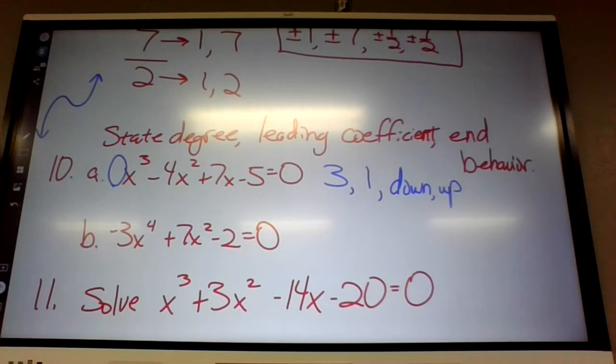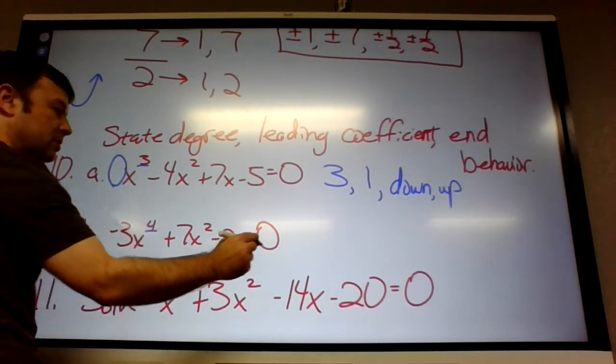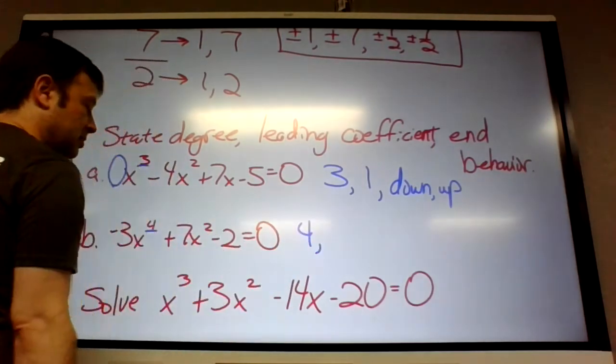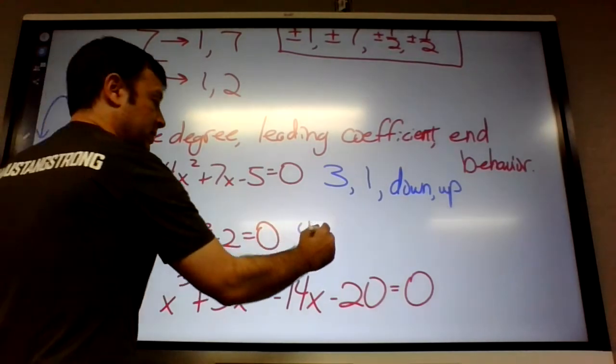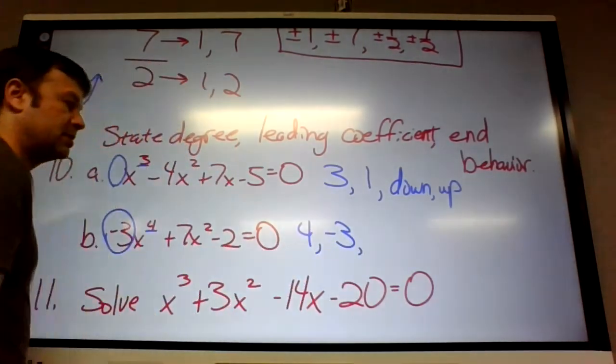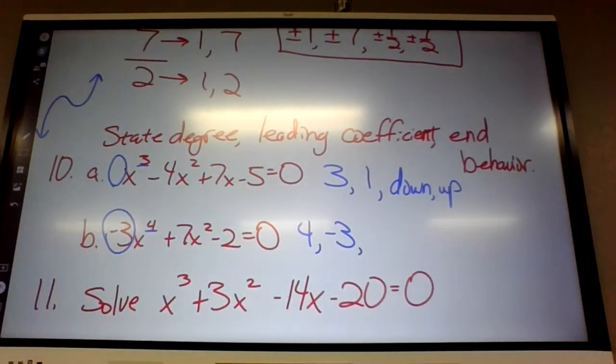Okay, on B, what is the degree? 4. What is the leading coefficient? -3. What does a fourth degree look like? W. What if it's a negative leading coefficient? M. So the end behavior is down, down.